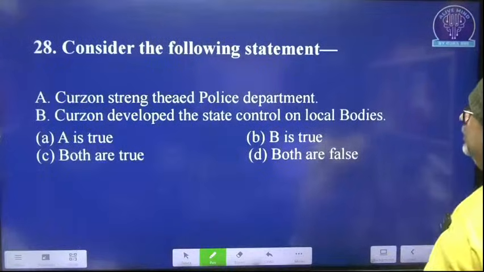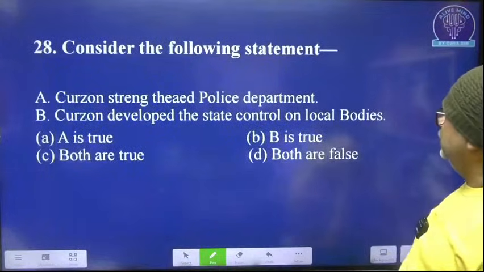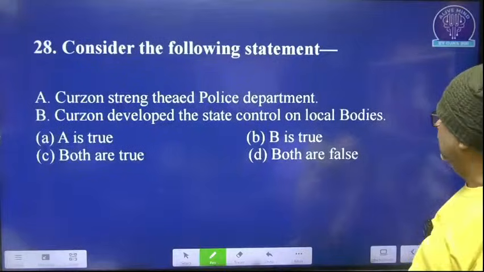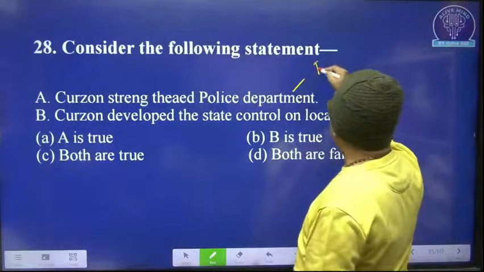Consider the following statements. Curzon strengthened the police department. Yes. How did he strengthen it? Police training centers.